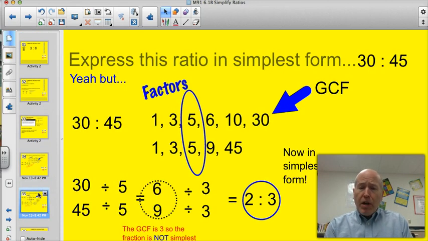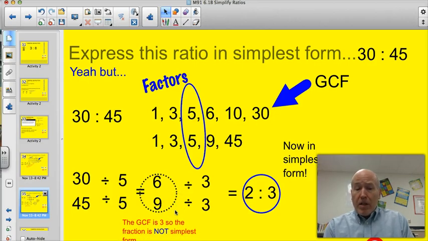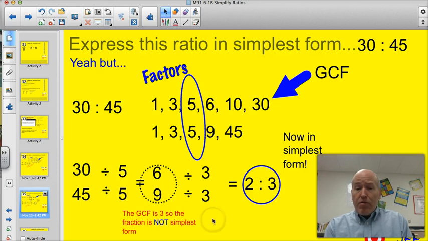In this case here, I didn't use the greatest common factor. I made a mistake because I factored wrong here. So I have this ratio 30 to 45. Well, I divided both of them by 5. So I divided 30 by 5 and I got 6, and I divided 45 by 5 and I got 9. So I have this ratio 6 to 9. But looking at that, I knew that that was not in simplest form because there's still a common factor of 3.